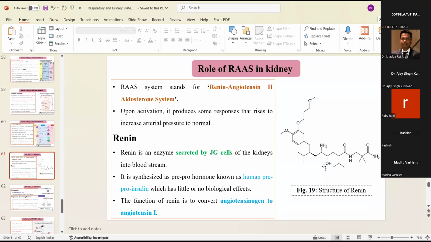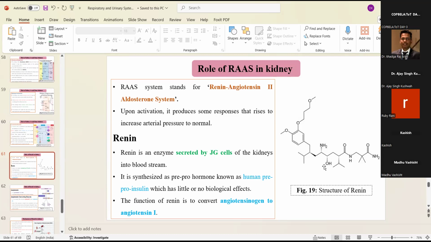Next important is the RAS system. This is very important for understanding kidney function. RAS stands for the renin angiotensin aldosterone system. This is the full form of RAS, that is renin angiotensin aldosterone system. This is responsible for maintenance of blood pressure in our body. In the RAS system, there is one enzyme that is known as renin. This enzyme is secreted by the JG cells, that is the juxtaglomerular cells of the kidney, into the bloodstream.